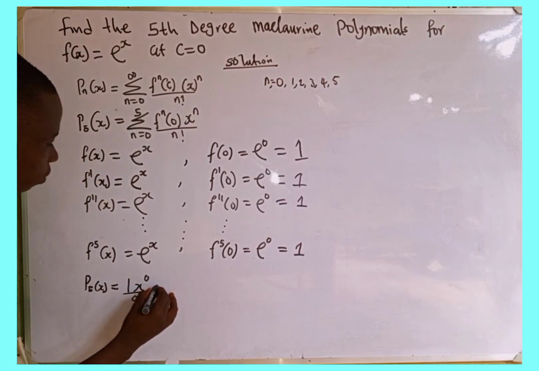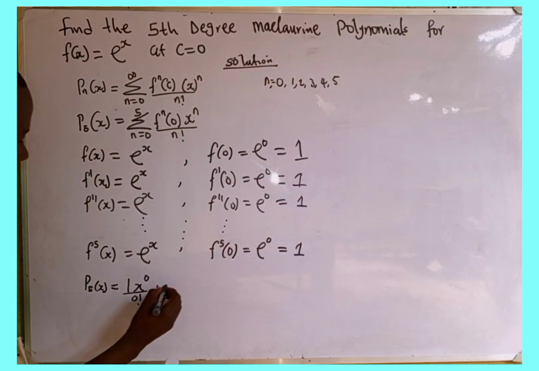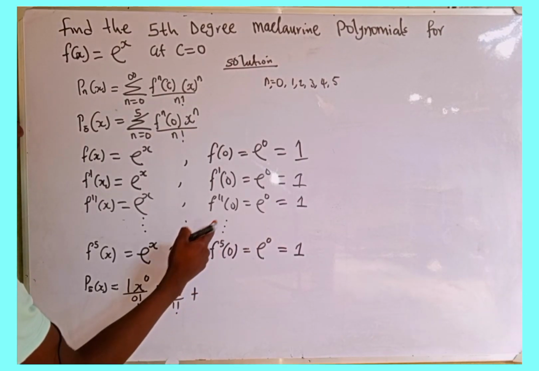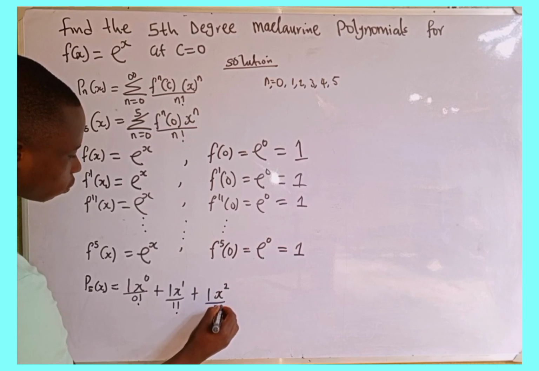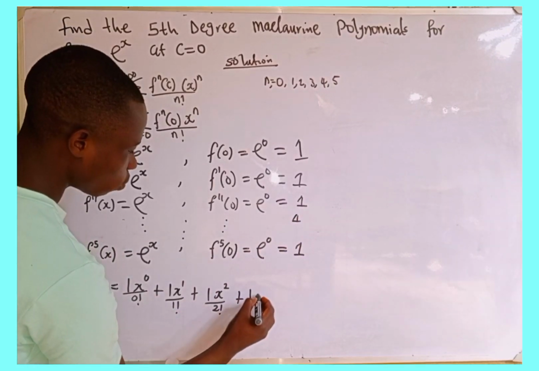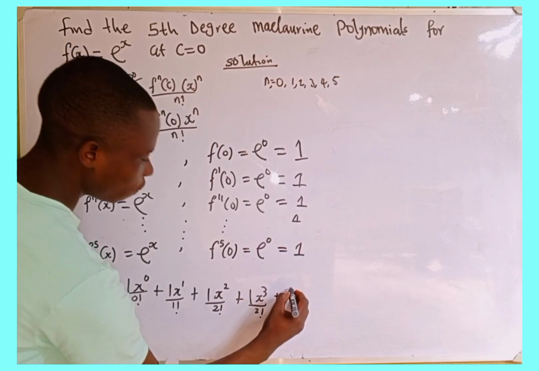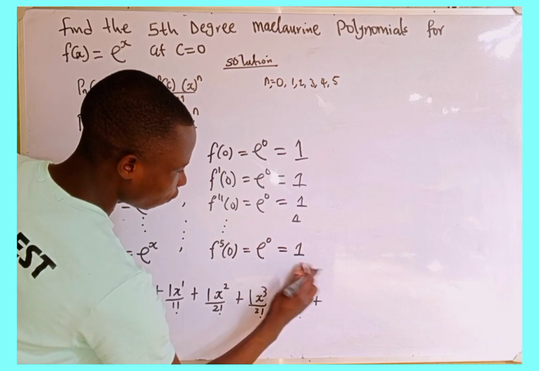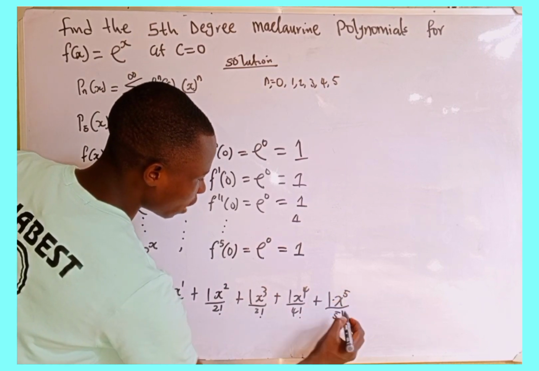At n equals 1, we're going to have plus, if you substitute at the first derivative, we still have 1, then x to the power of 1 all over 1 factorial, plus at the second derivative, still 1, multiplied by x to the power of 2 all over 2 factorial, plus at the third derivative, still 1, multiplied by x to the power 3 all over 3 factorial, then plus at the fourth derivative, 1 multiplied by x to the power 4 all over 4 factorial, then plus at the fifth derivative, 1 multiplied by x to the power 5 all over 5 factorial.